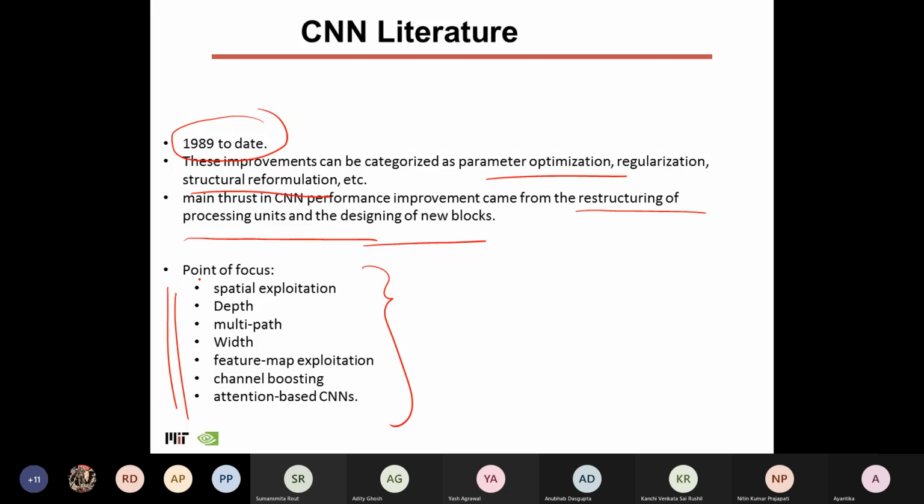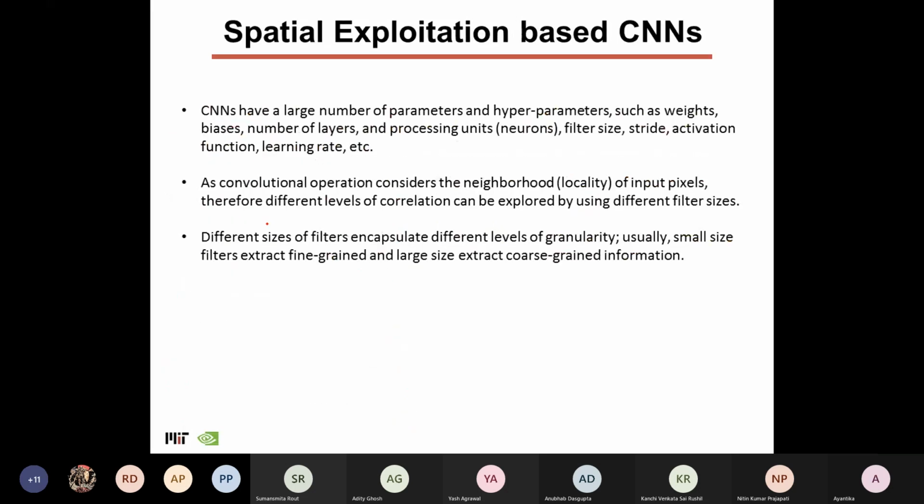Let's first start with spatial exploitation. What do we mean by spatial exploitation? That means CNN has a large number of parameters and hyperparameters. We talked about weights.